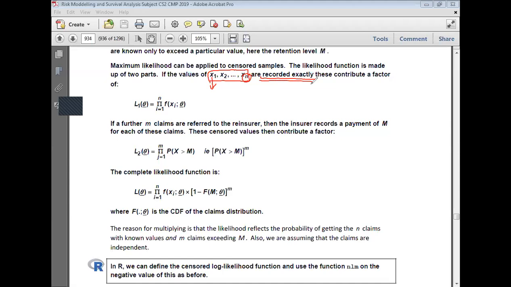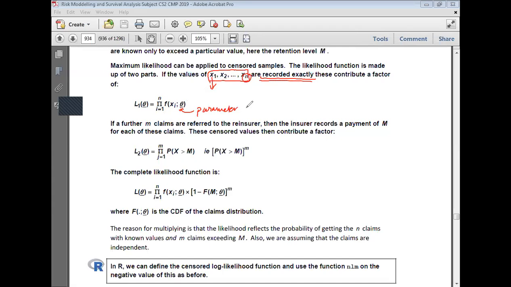So ignoring the fact that you even incurred some other claims apart from this n, if I were to just write the likelihood function for these guys, it would be something like this, right? Your product from i equals 1 to n, f of xi given theta, right? Do you guys agree?